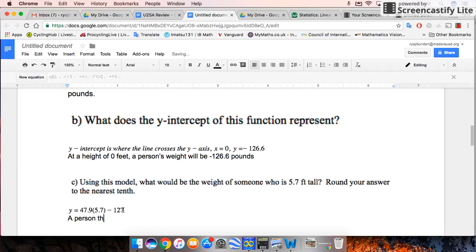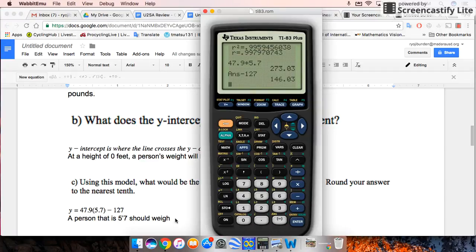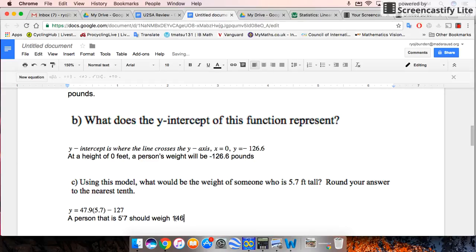So we would expect a person that is 5 feet 7 should weigh 146.03 pounds.